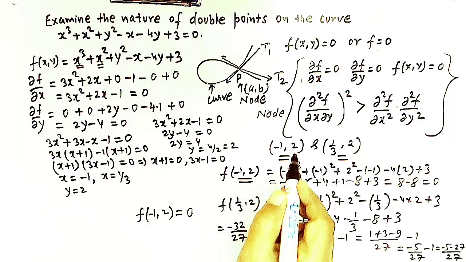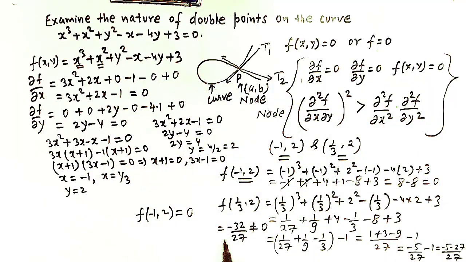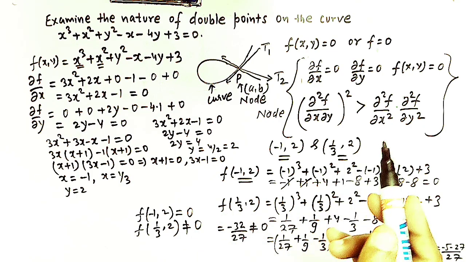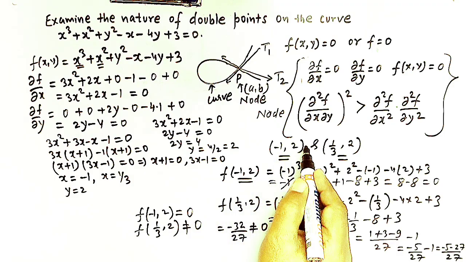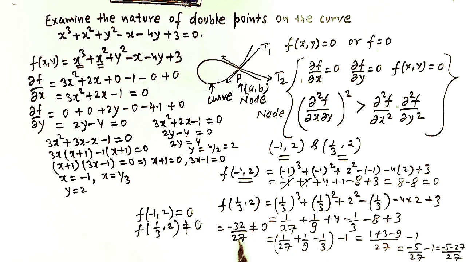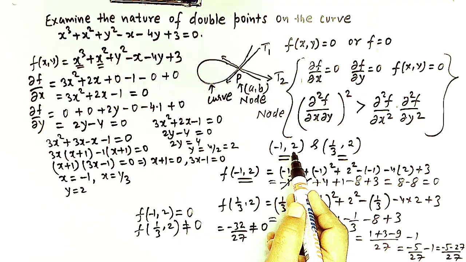So this point satisfies the equation of the curve, and f of 1 over 3, 2 is not equal to 0, that is, this is minus 32 over 27. So this point doesn't satisfy the equation of the given curve. So here this point cannot be a double point, right? So here we have only one double point, minus 1 comma 2.